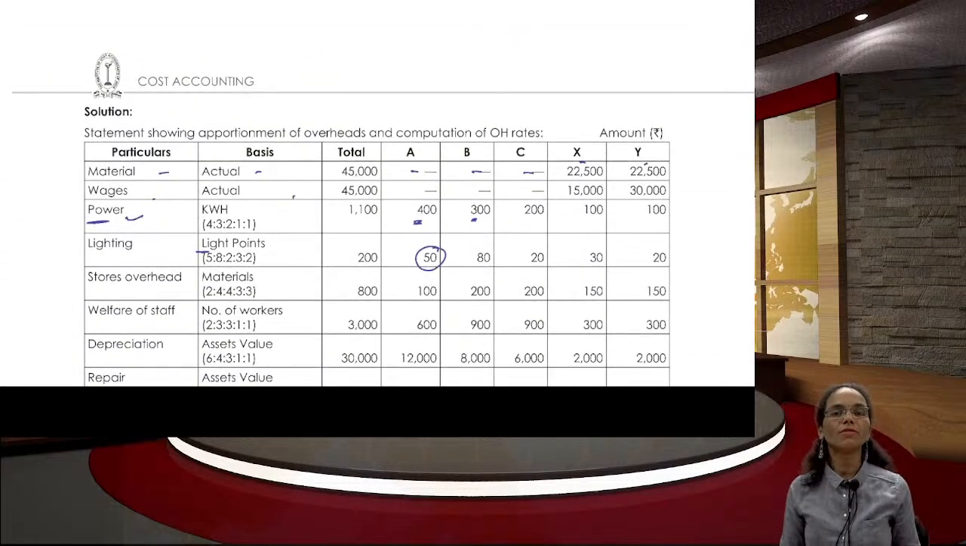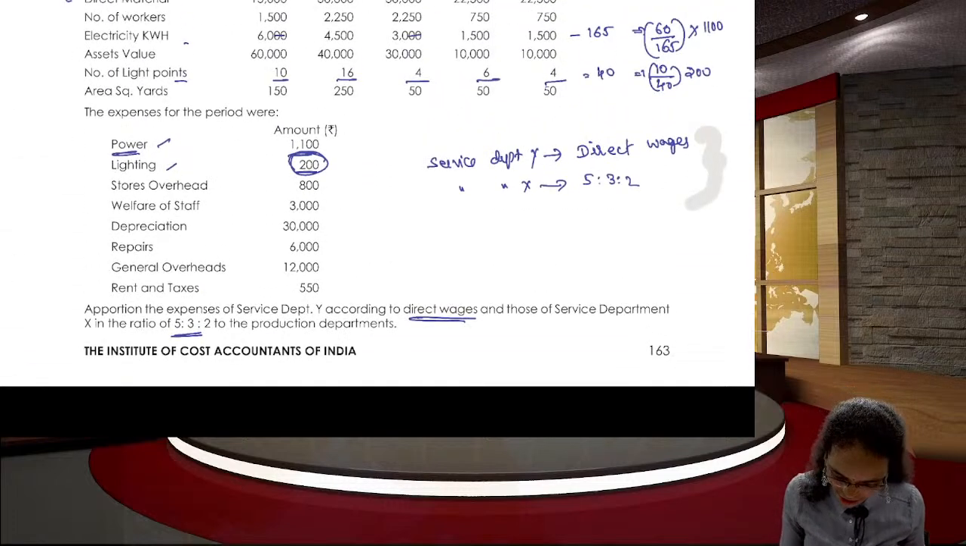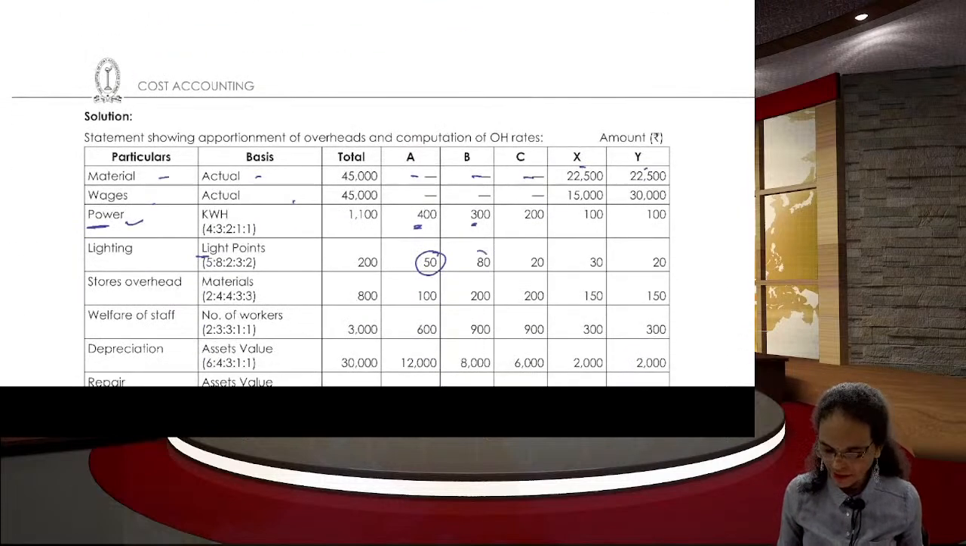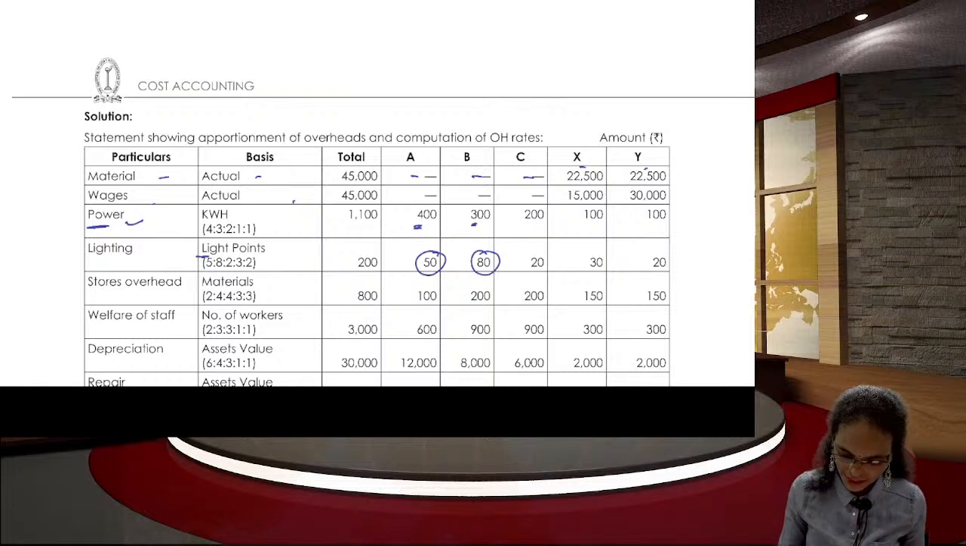See, you are getting 50. Right answer, right? So for the same answer, divide by 10 and multiply with 16. 80 rupees. Yes. Remaining also you do in the same way. Right? Lighting is done.